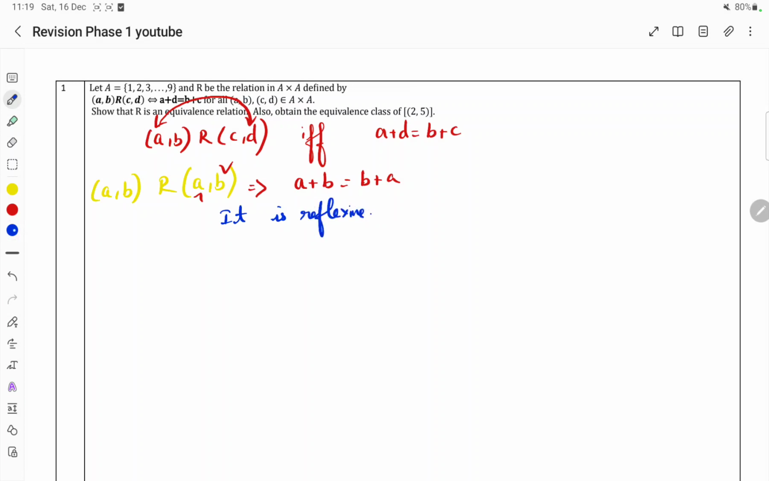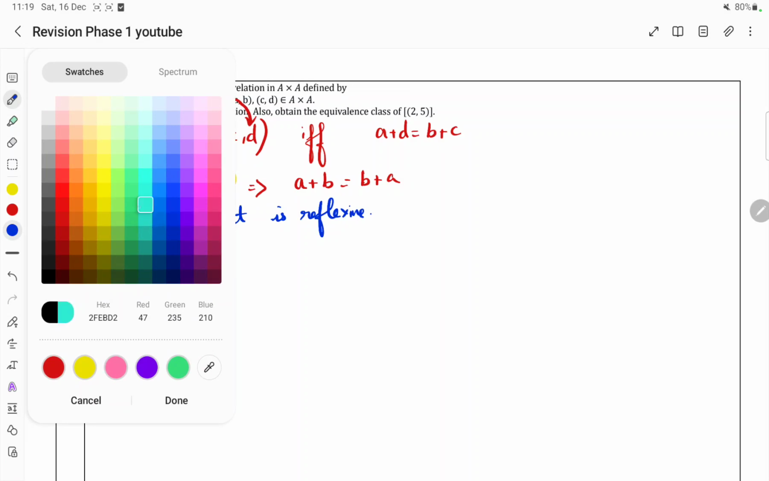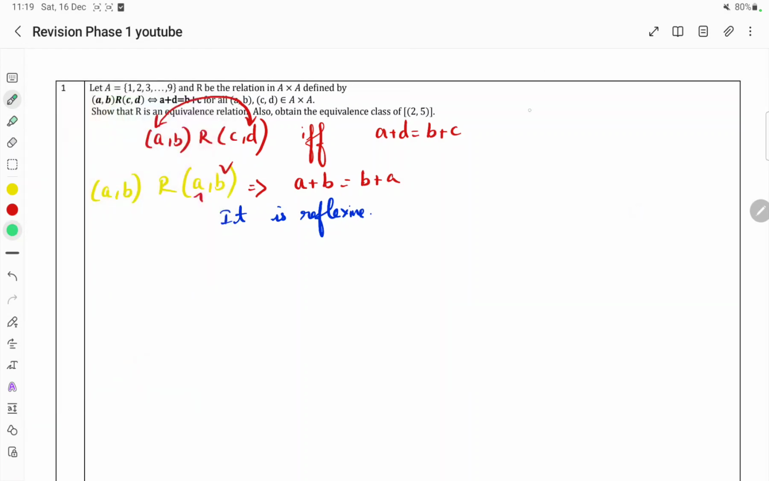Now symmetric. So what is symmetric? Symmetric is nothing but an if condition. If (a, b) exists inside the relation, then (b, a) must exist. But in this case, the element (a, b) itself is one element.